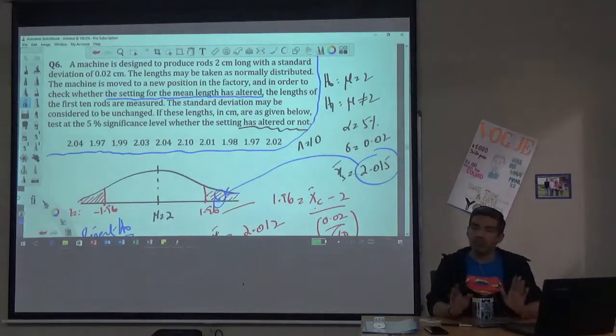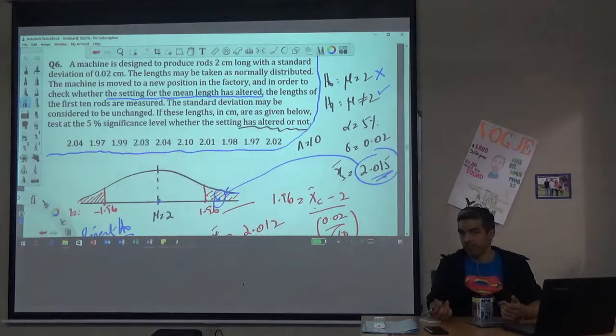You measured the length of the sample of 10 rods and you found the mean length to come out to be 2.015. Now, according to the significance level set by the company, 2.015 is considered to be very much far off from the mean. So far off that you are now ready to say that this is wrong and we were right, that the mean length has changed.